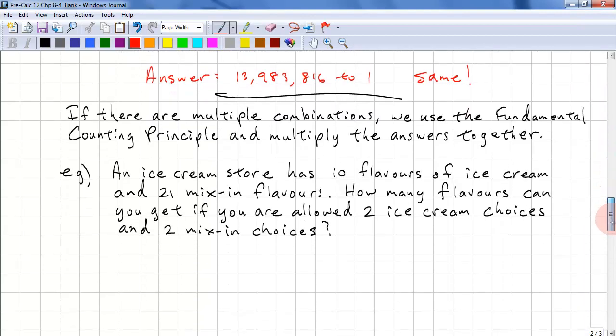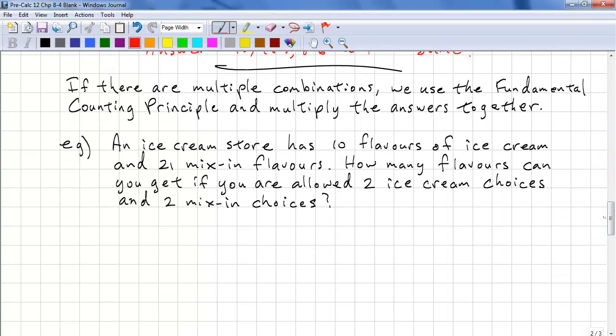Now, if you're looking at multiple combinations, this is slightly harder. We use the fundamental counting principle and multiply the answers together. So an ice cream store has 10 flavors of ice cream and 21 mix-in flavors. How many flavors can you get if you're allowed 2 ice cream choices and 2 mix-in choices?